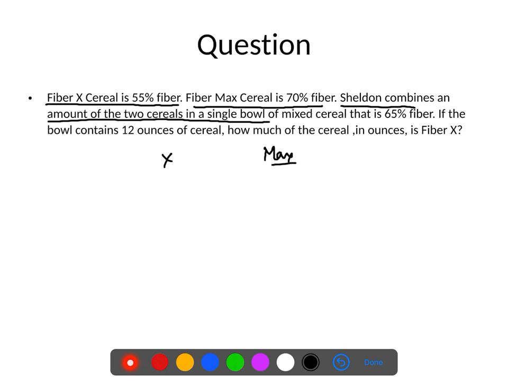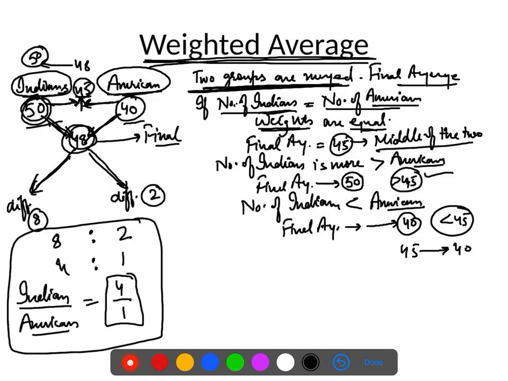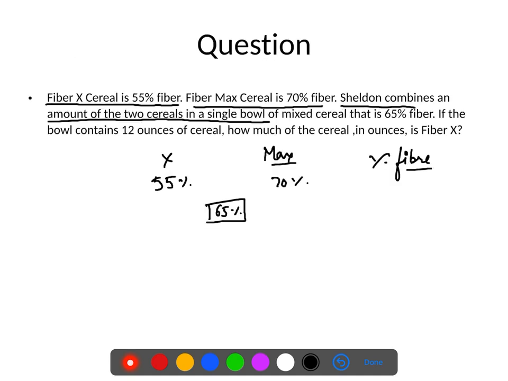What are we talking about? 55% fiber, 70% fiber, and the final we have 65% fiber. So it's the percentage of fiber that we're talking about. For example, in the previous question, we were talking about the average score per person. Here we are talking about the percentage of fiber in each bowl. So it could be anything. The basic idea is two groups are getting clubbed to make a bigger thing.